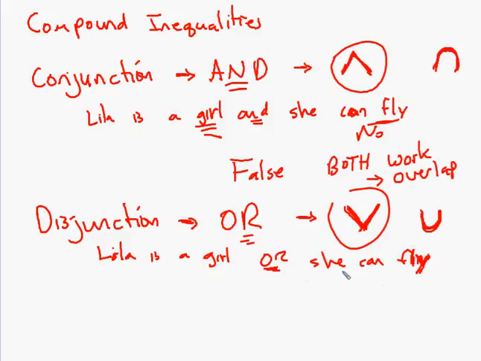But I would actually say that this is a true statement. And this is true because she is a girl. That's true. She can't fly, but yes, she is a girl. It's like or one of these or both of these. Basically, is that the case? So I'm looking for, well, not necessarily overlap. I just want whatever's true.